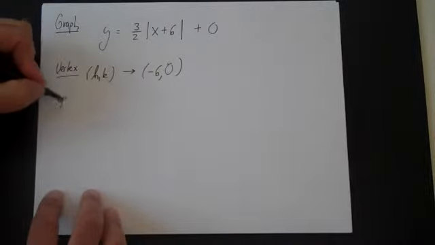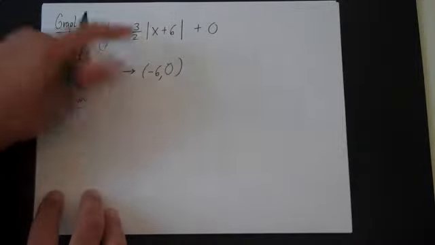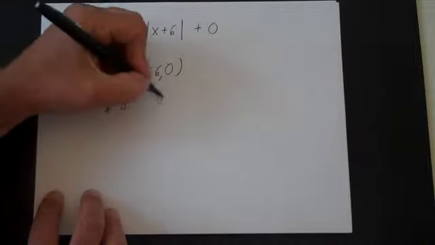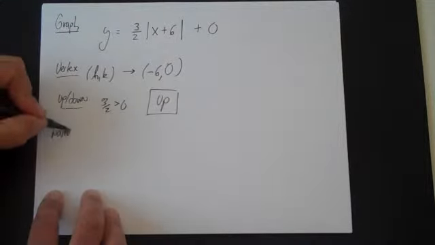Does this open up or down? Let's look. The a is 3/2. 3/2 is greater than 0, so that means it opens up. And the next step: is this narrow or wide?